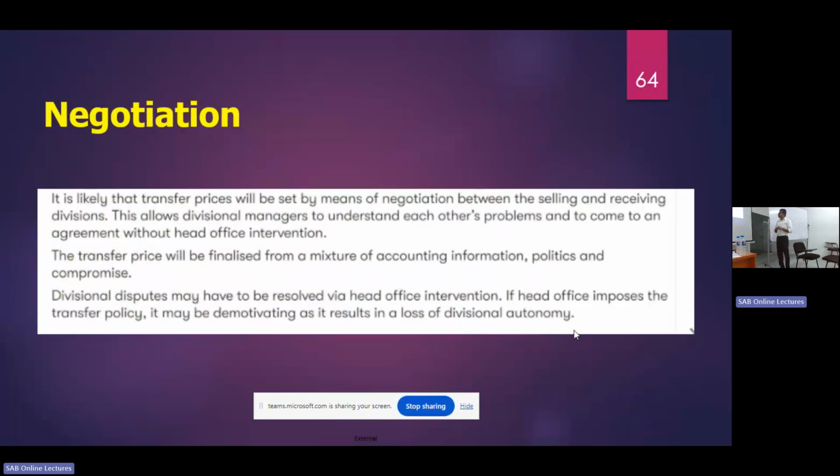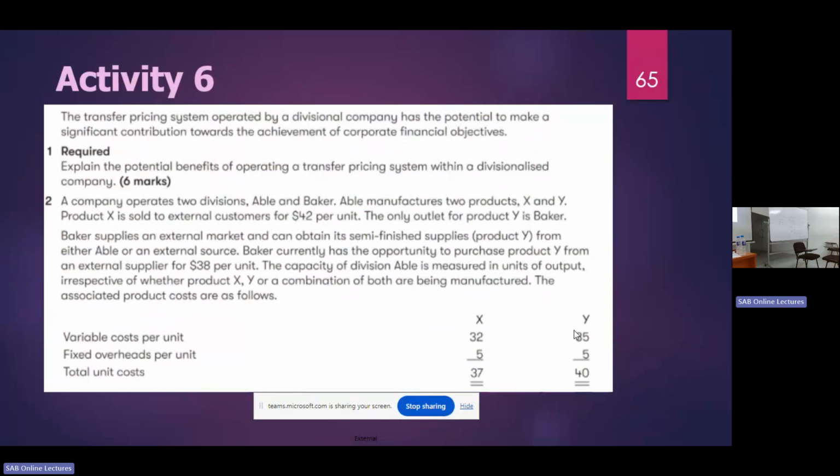The divisional dispute may have to be resolved via head office intervention. If head office imposes a transfer policy, it may be demotivating as a result of loss of divisional autonomy. Head office can tell them to transfer, but it is better that the two divisions negotiate and reach a place where the profit is fairly shared.